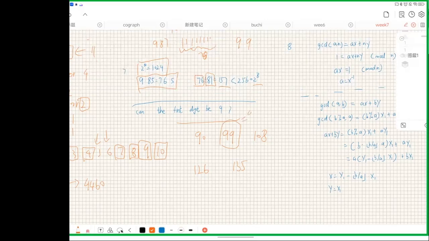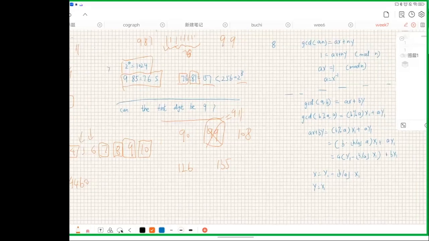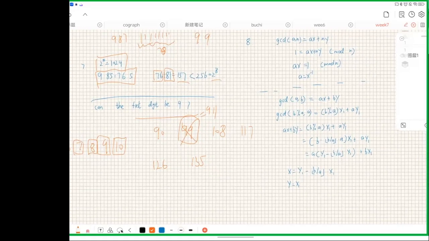But is this one possible? 135 equals 9 times 15. Do we have a digit called 15? No. All the prime factors should be less than 10, because it's the product of all the digits. So this one is not possible. Similarly, that's why we identified 117. This one is removed for the same reason. So only these 4 possible cases, right?